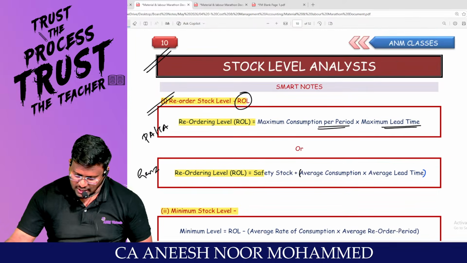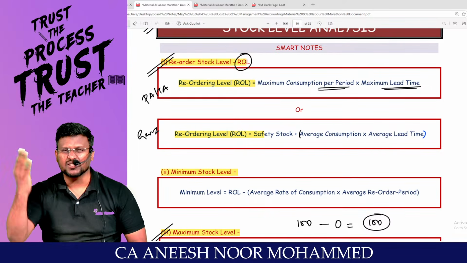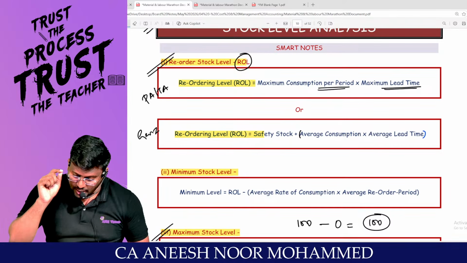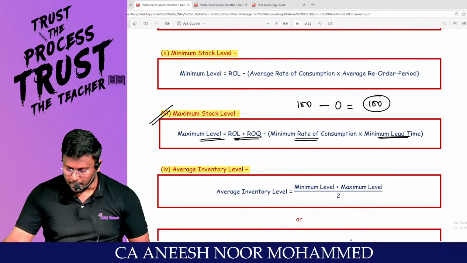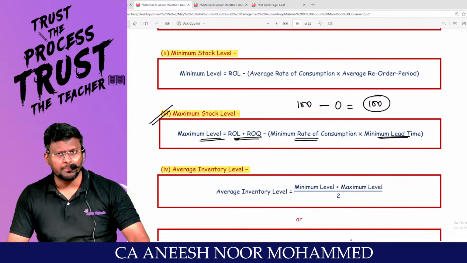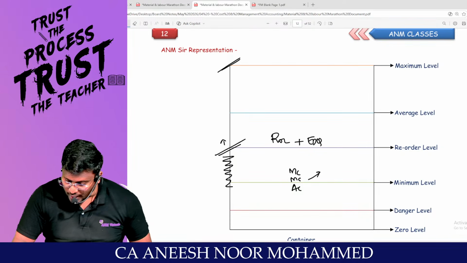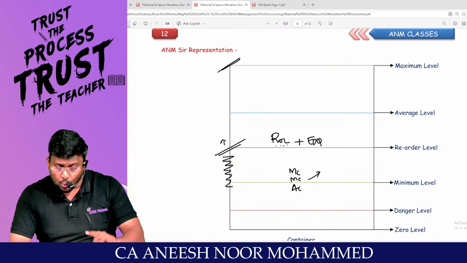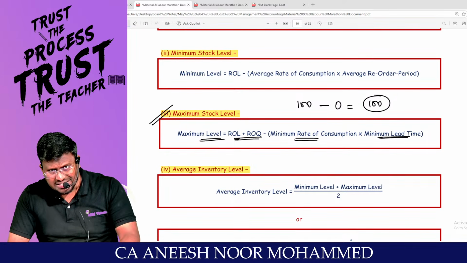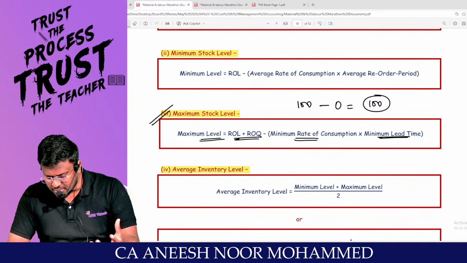So, two formulas we have derived. Reorder level is equal to maximum consumption into maximum lead time, or average consumption into average lead time plus safety stock. Done. Next one, maximum stock level. If you want to get maximum marks, you have to commit minimum mistakes. Now you are at the reorder level. At reorder level, what will you order? Economic order quantity. That's what: reorder level plus reorder quantity minus what is supposed to be reduced, minimum rate of consumption into minimum lead time.